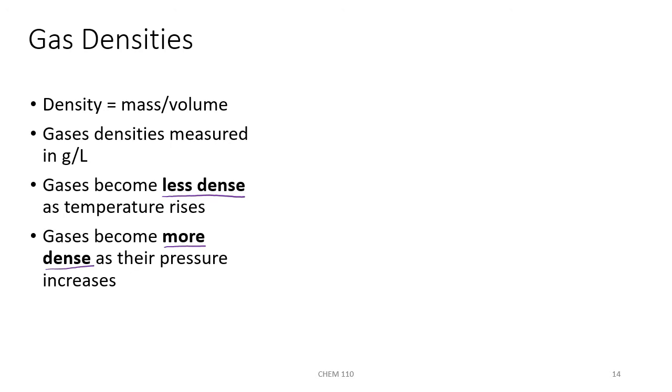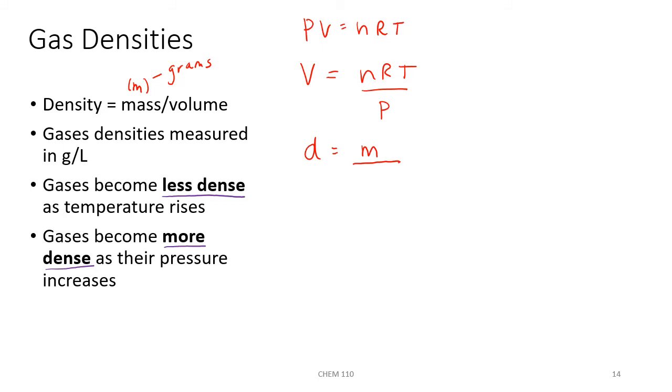So let's use the ideal gas law in order to solve for an equation where we can calculate the density. Density is mass per volume. So mass we defined as lowercase m, and that is in units of grams. PV equals nRT is our ideal gas law. If we rearrange and solve for the volume, it will be equal to nRT divided by the pressure. Density will equal mass over volume, so mass over nRT divided by P.